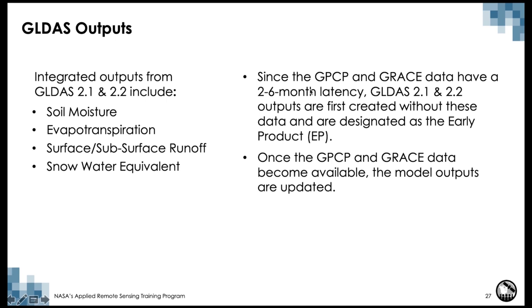Since both GLDAS 2.1 and 2.2 versions use satellite data forcing, such as from GPCP, and 2.2 assimilates GRACE data, these data sets have latency. So there are early products in which these data are not used, but later on, these products are updated when GPCP and GRACE data are available, and then the final version has this information in it. We will be using this final version where you have both these data available and included in the model.